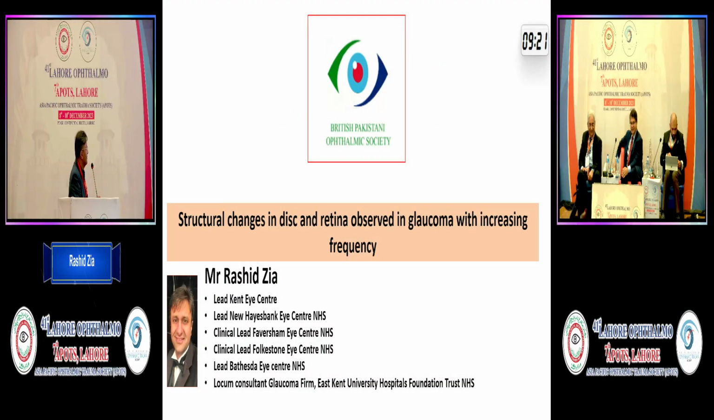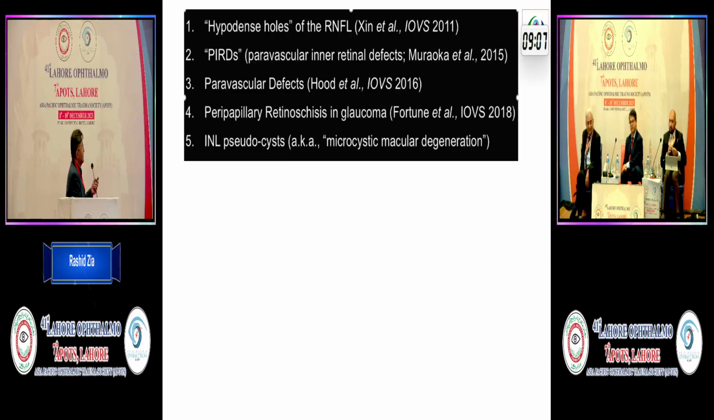So without wasting any further time, the presentation is on the structural changes in disc and retina observed in glaucoma with increasing frequency as compared to the non-glaucomatous eyes. So I will be discussing these 5 issues: hypodense holes, PERDs, paravascular defects, peripapillary retinoschisis, and inner nuclear layer pseudocyst. I'll come to all these things in time. They seem to be heavy names, but the case I would like to make is that all these 5 signs actually belong to the same family, which you may pick up on OCT scans.